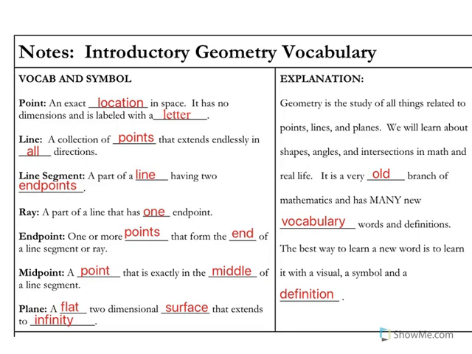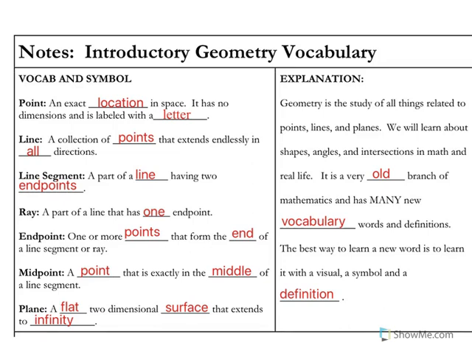Geometry is the study of all things related to points, lines, and planes. We will learn about shapes, angles, and intersections in math and real life. It is a very old branch of mathematics and has many new vocabulary words and definitions you may not have heard before. There are actually several types of geometry. We are doing Euclidean geometry. It stands for the man named Euclid who came up with a lot of these terms.